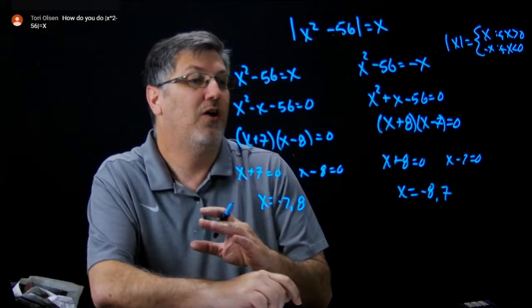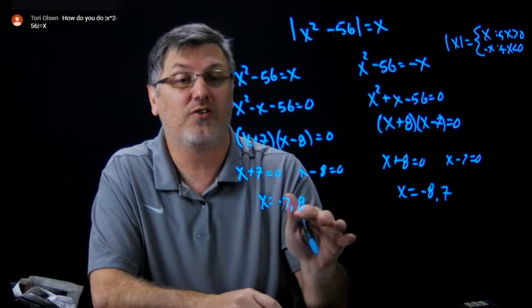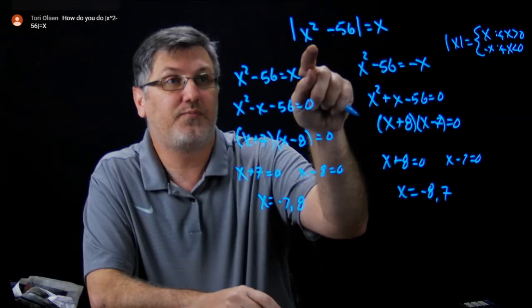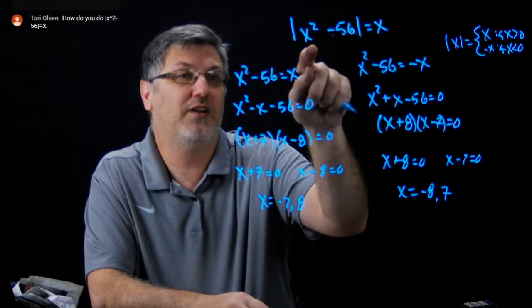All right, from here, we just need to plug them back in and make sure they work. So if I put negative 7 here, negative 7 squared is negative 49.